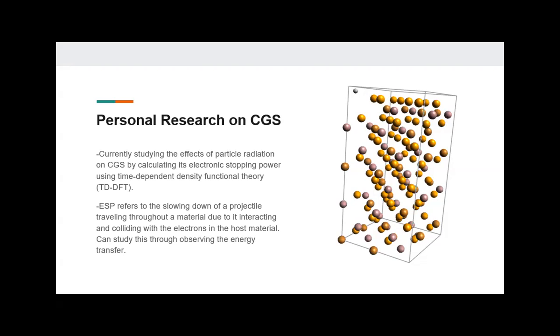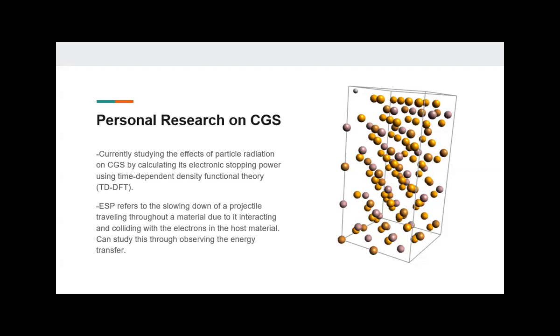So here's the actual unit cell I've been working with. This is a 2 by 2 by 2 of the base unit cell, just multiplied everything by 2. And then, so this is the actual CGS itself. And then up here, there's this little dot, that's the hydrogen. So we put the hydrogen in the system, and using that time-dependent density functional theory, we simulate this traveling through the material at a range of different speeds.